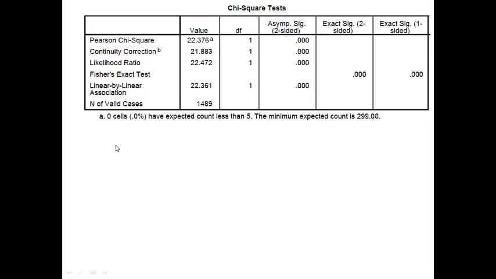So when we look at the Pearson Chi-square, we see that it's equal to 22.376, and that is significant. And so we conclude that there is a difference based on gender in number of people attending a sporting event. And since we know how to interpret that previous table, we would presume that men are more likely to attend than women.